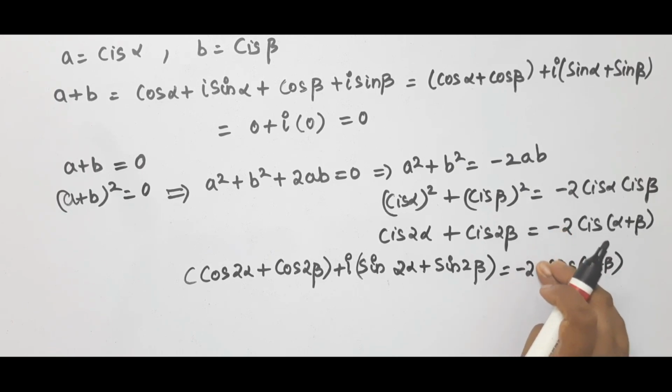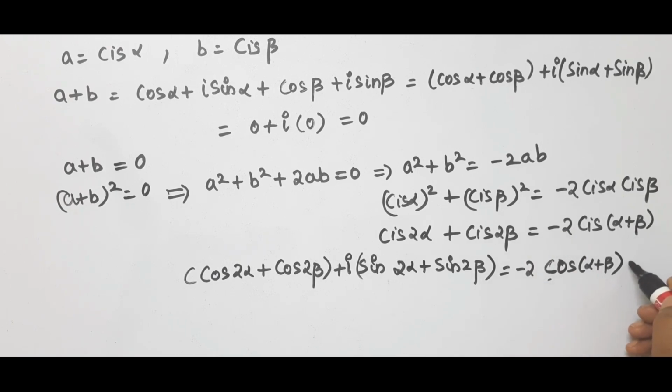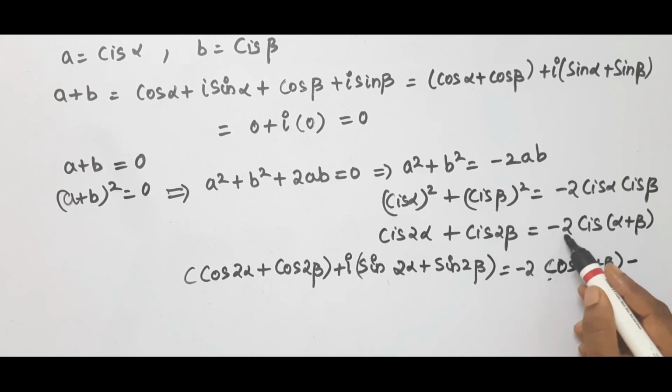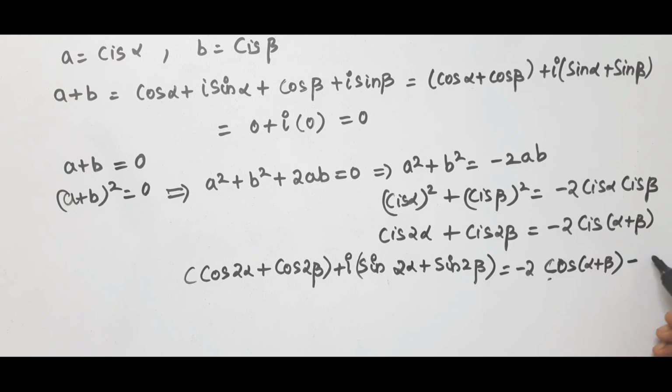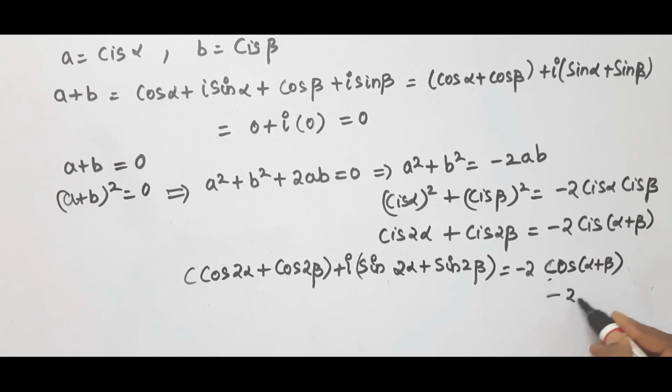Minus, I am multiplying this minus 2 with the i into sin alpha plus beta. This becomes minus 2i sin alpha plus beta. I am writing it here as it is not clear, as it is not visible. This is minus 2i into sin alpha plus beta.